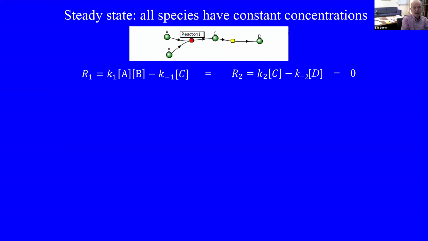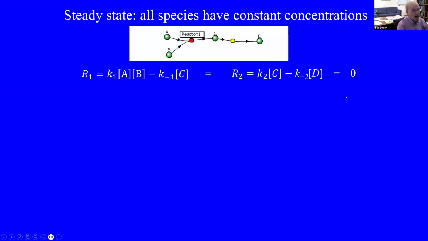So obviously one solution for all of the rates being equal to 0 is if all of the concentrations are 0. That's not the solution that we're interested in. We're interested in the situation where all of the concentrations are balanced so that they do exist. There is a steady concentration of A, B, C, and D in this case, in this little reaction diagram.